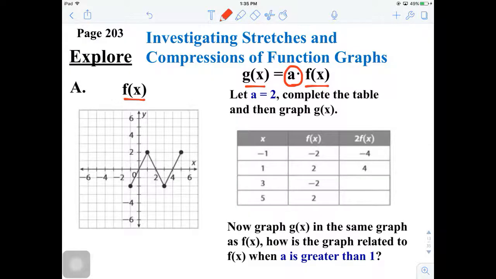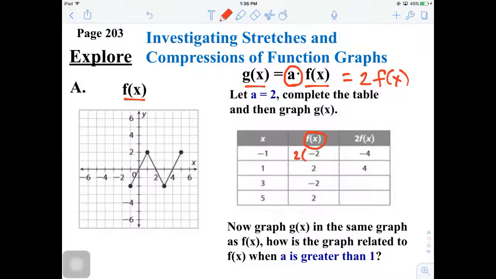So here is again the original f of x function, and if we take the values of f of x, which is right here, and multiply them by a number, in this case, we're going to let it be 2. So let a equals 2. So it's like saying 2 times f of x. So we're going to take 2 times every single one of the values of f of x.